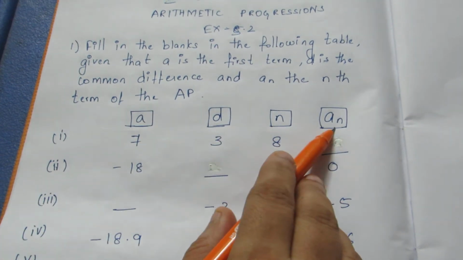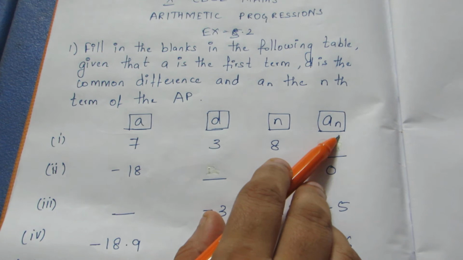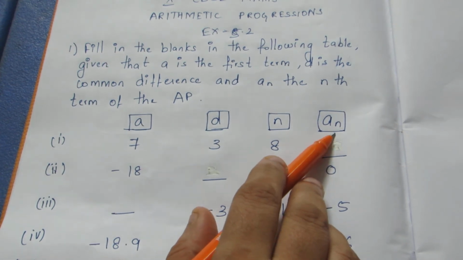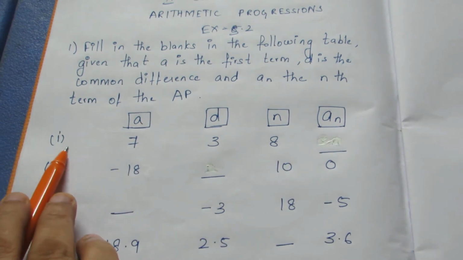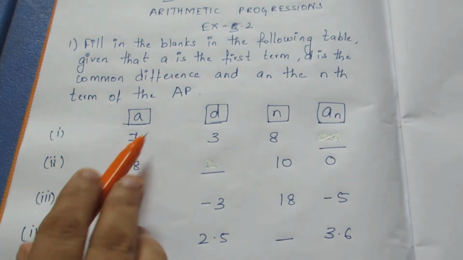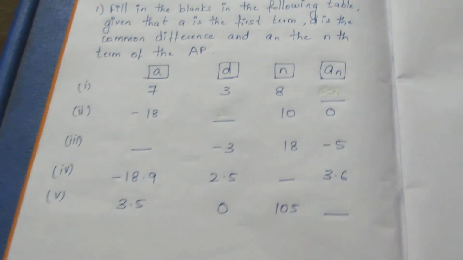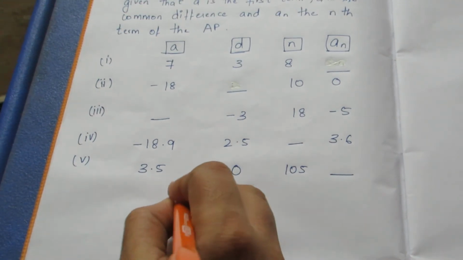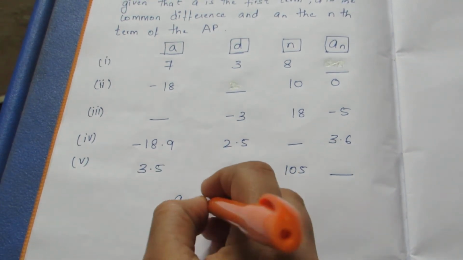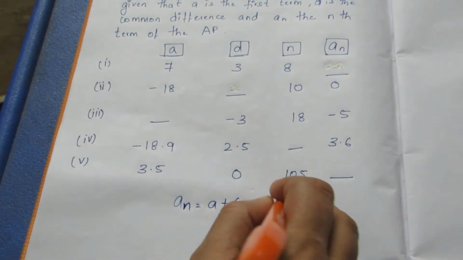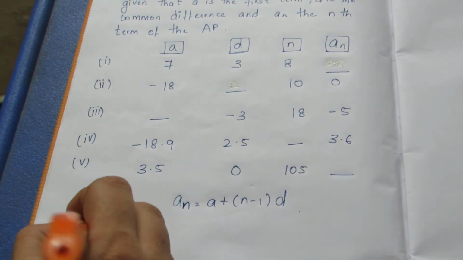The other formula we know is AN. So whatever formula we know, just substitute the values in that formula and we can find the remaining one. In the first sum they have given us 7, 3, 8 and a blank. So we need to find AN for the first sum. We know the AN formula, AN is equal to A plus N minus 1 into D. So I am going to use this formula for all the sums here.